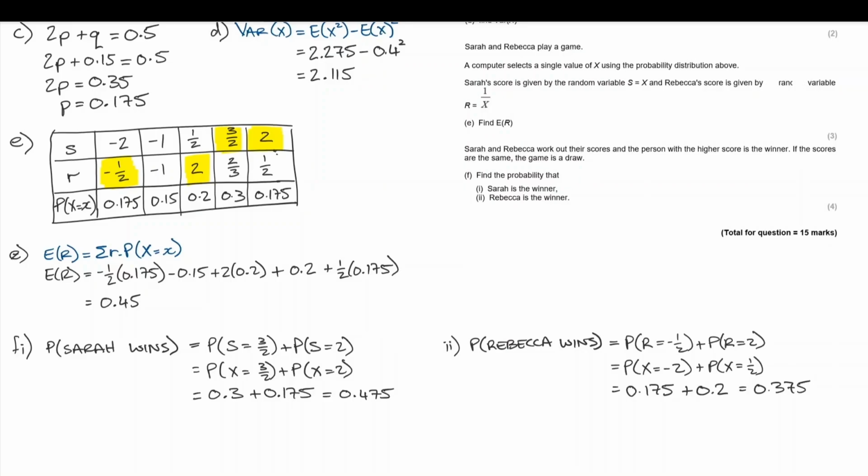That's the probability of each of them winning, and Sarah is more likely to win than Rebecca. Another question might be, how come these numbers don't add up to 1? Well, Sarah winning and Rebecca winning are not the only outcomes. We also have an outcome where they draw, so they both get the same score. And that was when the number selected by the computer is -1.